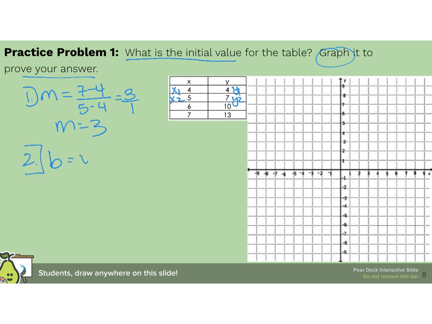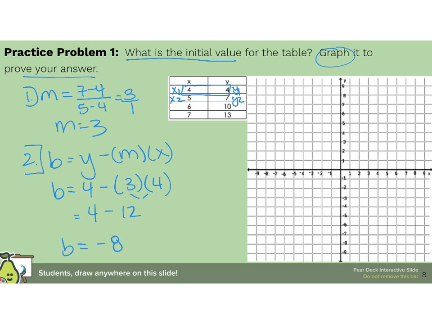B is the y value minus the m times the x. So B is, I'm going to choose the first point, sure. So the y value is 4 minus the slope, which is 3, times the x, which is 4. 4 minus 12. So the answer is going to be negative 8. Okay. So to answer the question, the initial value is a negative 8.